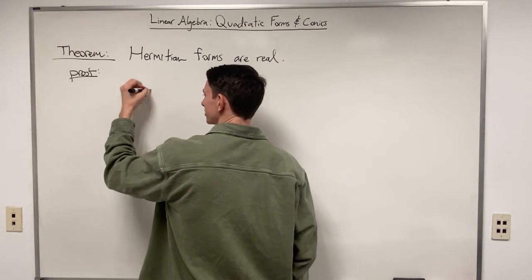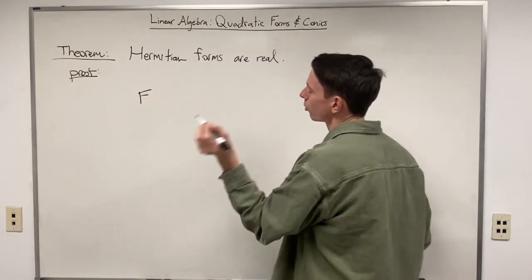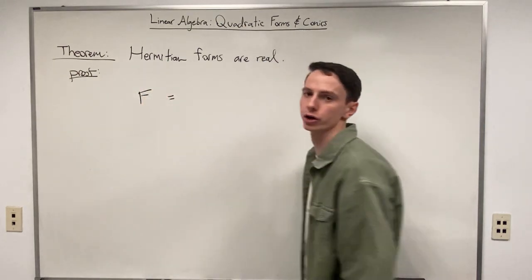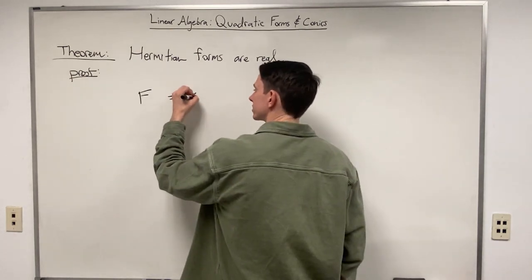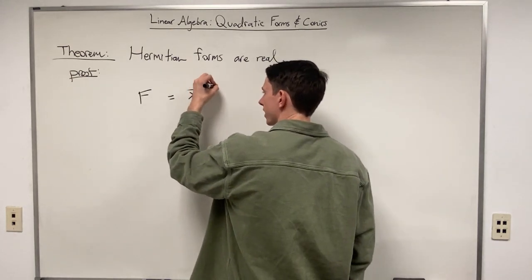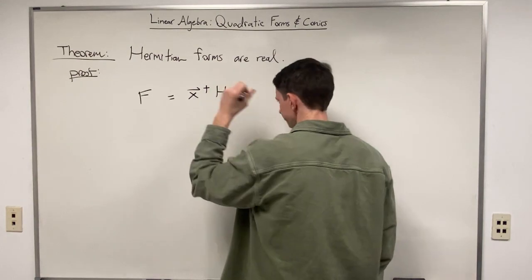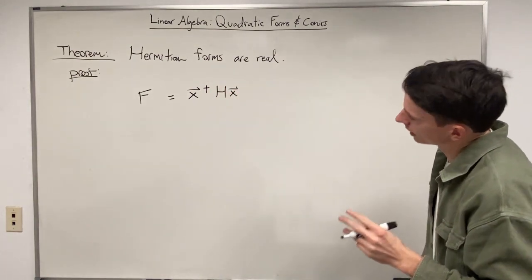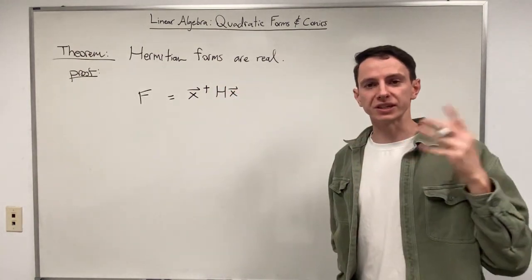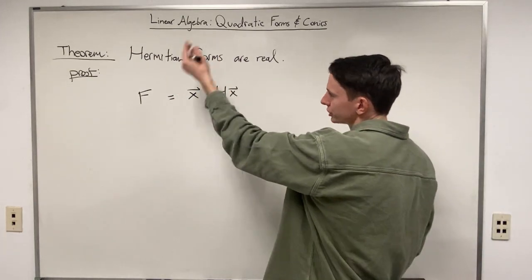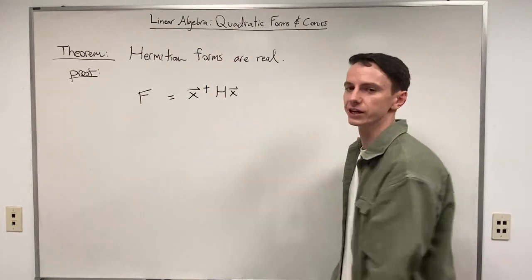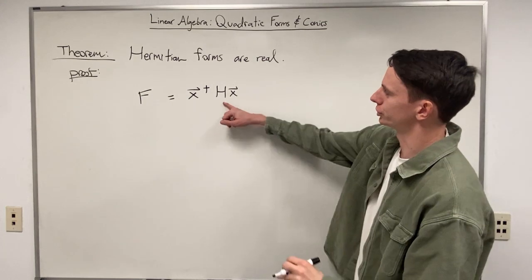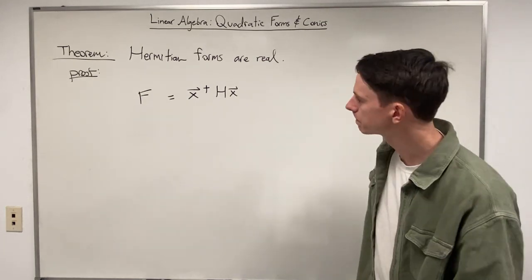So let's say that we start with some quantity f, which is going to be our Hermitian form, and it's of the form x dagger Hx, like this. And I'm writing H instead of a matrix A because for a Hermitian form, this matrix right here is a Hermitian matrix. So just using that as a reminder.